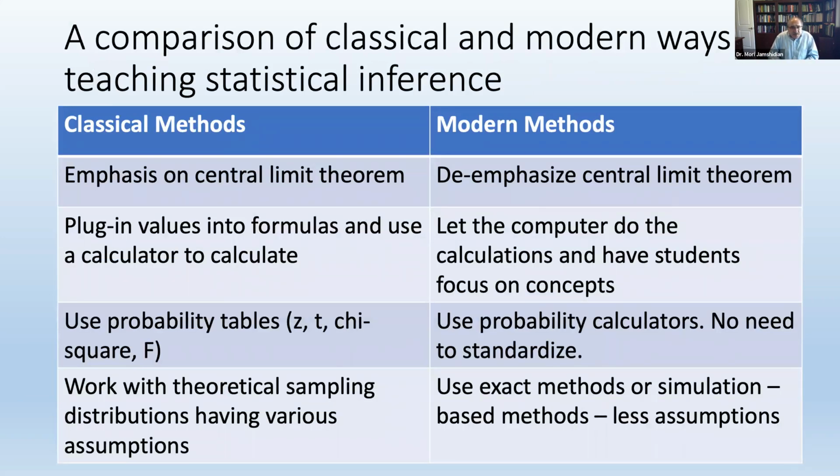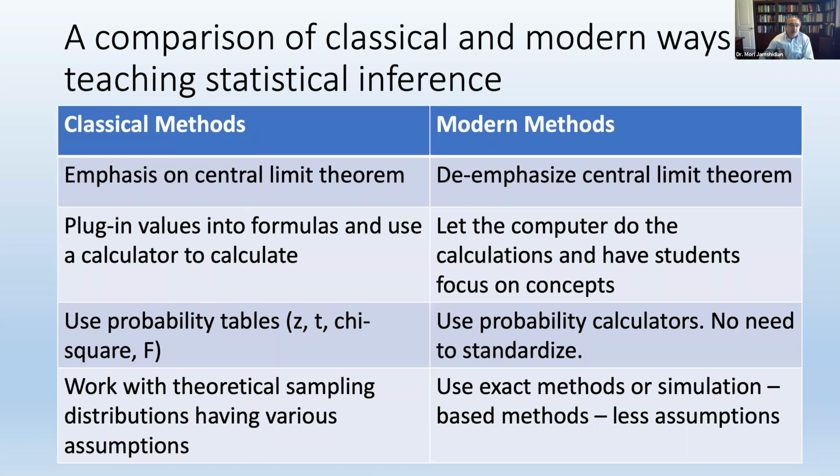And here, I just thought it would be a nice idea to do a quick comparison of classical methods and modern ways of teaching statistical inference. So the very first thing is that in the past, there was a lot of emphasis on central limit theorem, and mainly it was due to the limitations that we had because of computing. And in the more modern ways of teaching statistics, we de-emphasize central limit theorem. In the past, we used to plug into the formulas and use a calculator to calculate things. Nowadays, we would like to let the computer do the computations and calculation and have students focus on concepts.